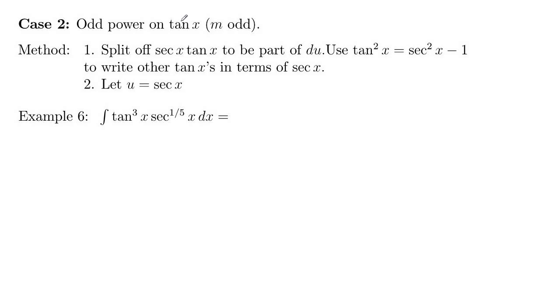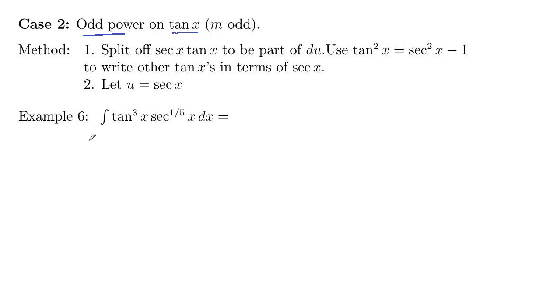So the next case is products of tangents and secants where you've got an odd power on your tan x. So m is odd. In this case, what you'll do is split off a secant tangent to be your du. Use tangent squared is secant squared minus 1 to write all the other tangents in terms of secants, and then let u equal secant, right? Because the derivative of secant is secant tangent. So again, you're trying to find your du.